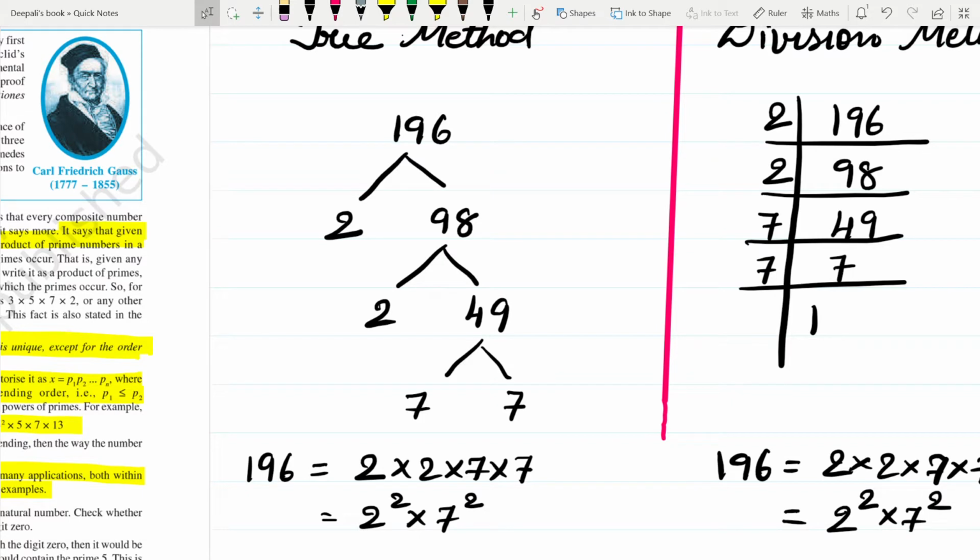Now 98 factorizes to 2 into 49, and 49 factorizes to 7 into 7. So 196 is equal to 2 into 2 into 7 into 7, that is 2 square into 7 square.